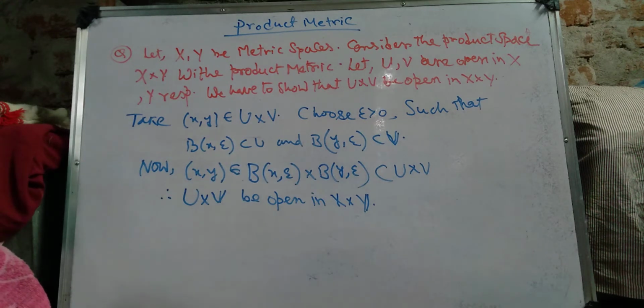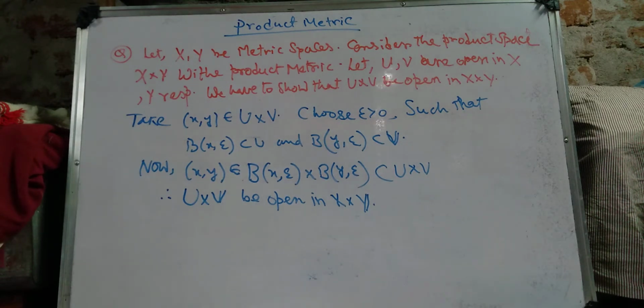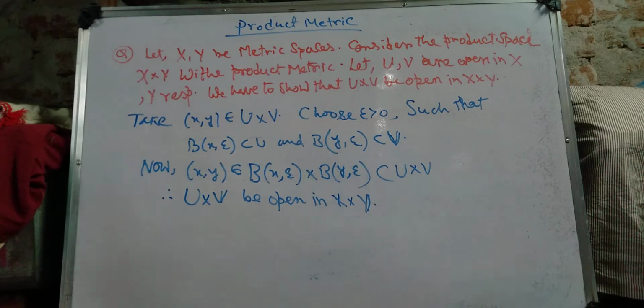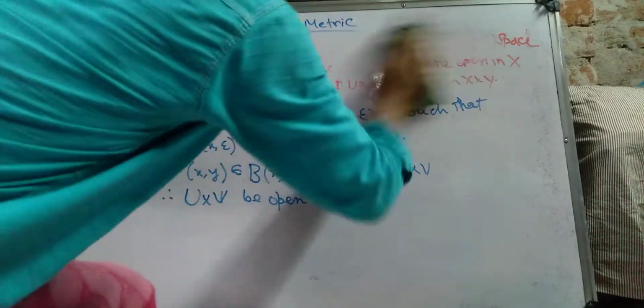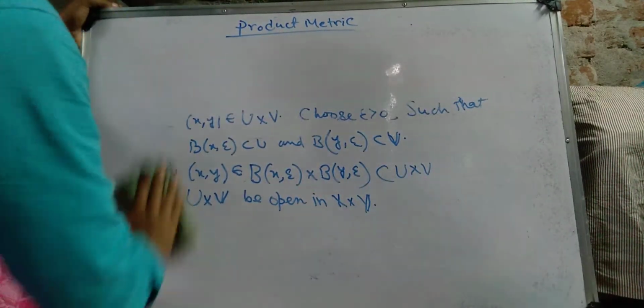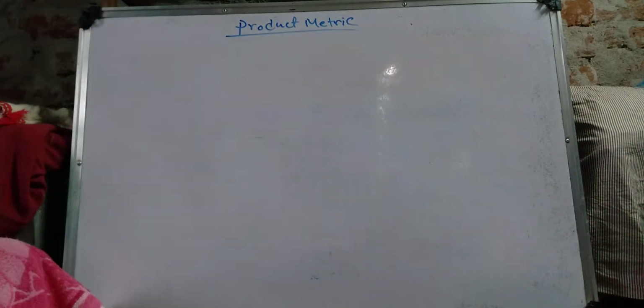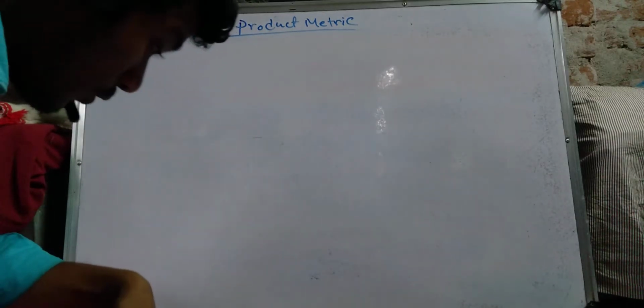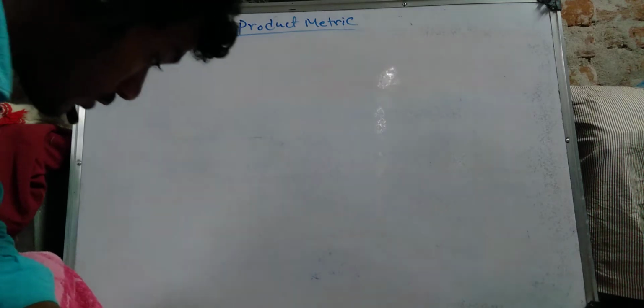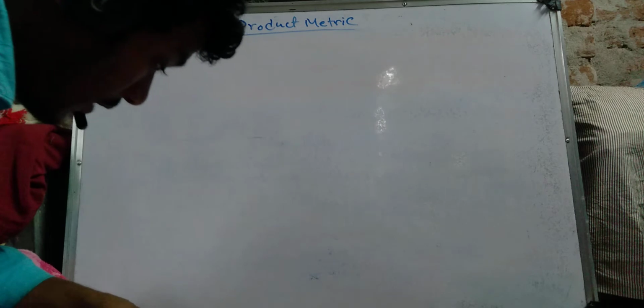Okay, now this is done. So we're going to the further step. We erase this completely. All understand these things. We just see about that product metric. Our product spaces are open in Cartesian product X cross Y. Now we see about that.